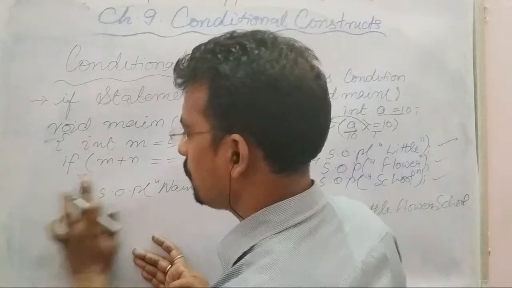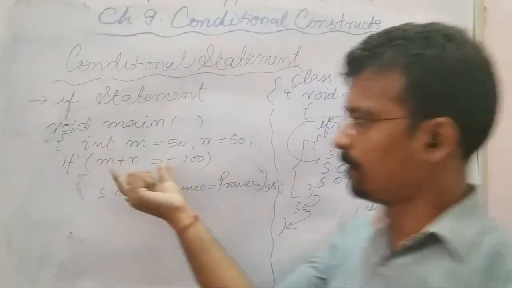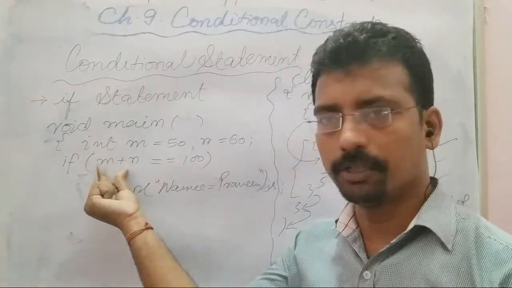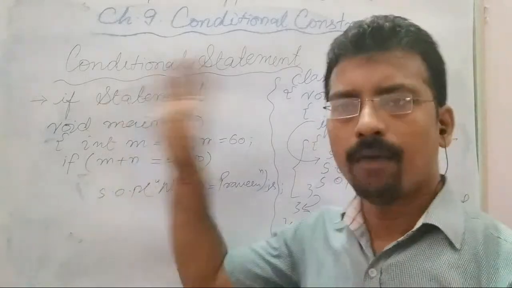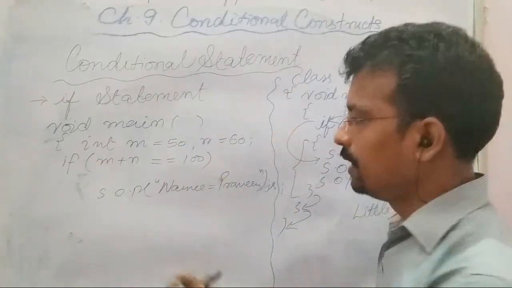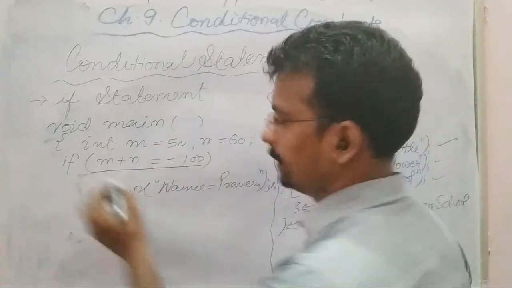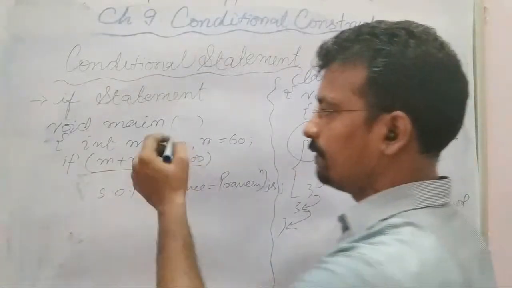Suppose only one statement I have to write after this. So this block area you need not make, you can avoid it. If you are using one statement for this condition, there is no need of making a block. You can avoid it very easily. Next, understood? Good. So here what is happening? You will call the value of m.